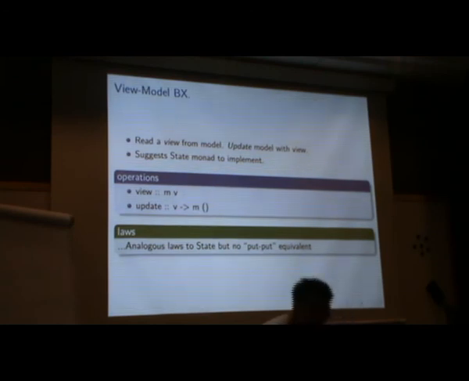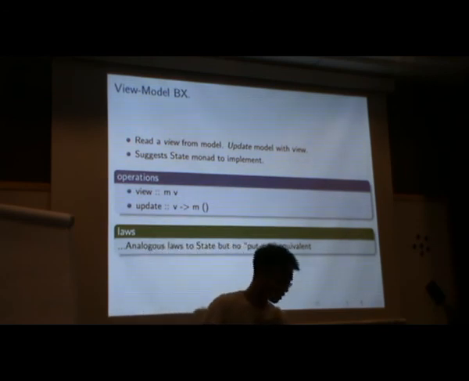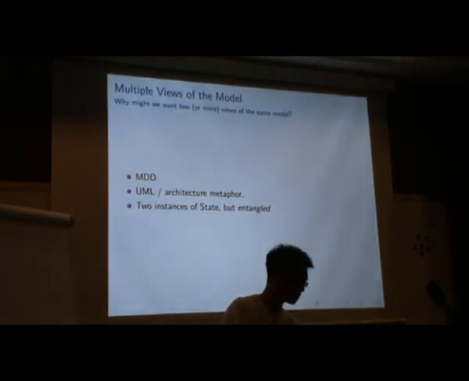Do you expect some form of commutativity for update, like update V followed by update V prime being the same as the other way around? No, we don't. That's precisely what I'm saying by this law: they should not commute. But we'll talk more about commutativity later.